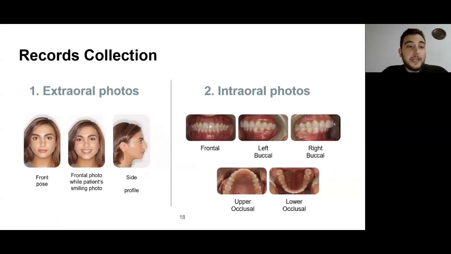So moving on to records collection, the default records that you're going to need for any aligner case. For extraoral photos, you're going to need a frontal photo, and also a frontal photo with the patient smiling, and a side profile. And for intraoral photos, you're going to need the frontal view, left and right buccal views, and upper and lower occlusal views. So these are the default. You need to make sure you take them for every patient. They provide a huge amount of information that is needed to plan the treatment in the right way.